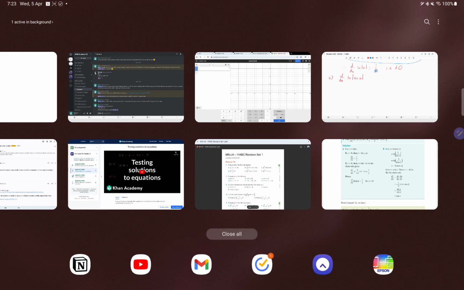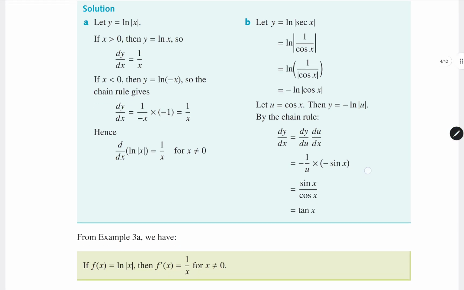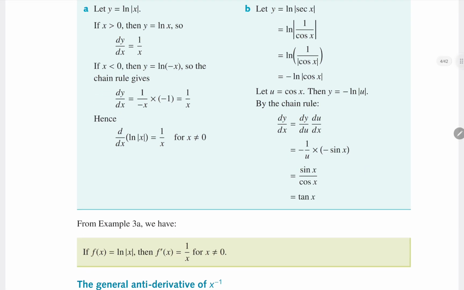So that's how you use the chain rule in order to solve these ones. The textbook writes it in a very, very short way, but basically the formula is this thing here: just multiply dy by du times du by dx.